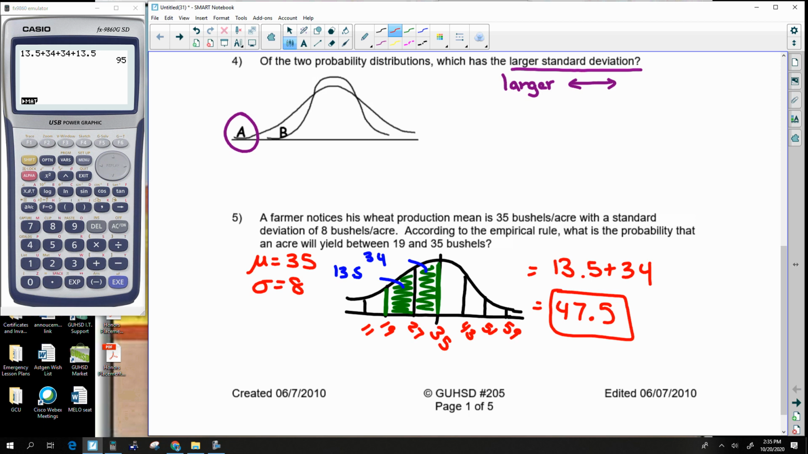So that is the empirical rule with competency 1. If you need more information or a reminder of what the empirical rule is, take a look at video assignment 7A.